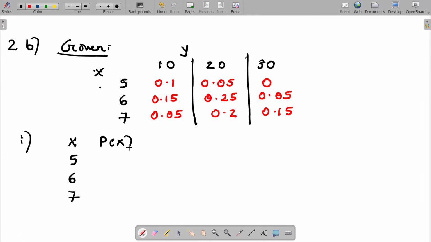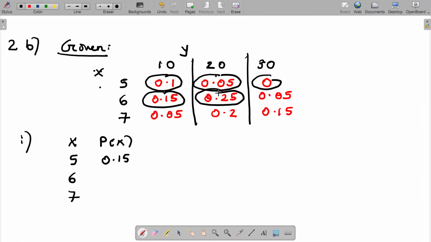How do I find P of x? What's the probability of x taking the value 5? 0.1 plus 0.05 plus 0, which comes out as 0.15. What is the probability of x taking the value 6? 0.15 plus 0.25 plus 0.05. This comes out as 0.45. What's the probability of x taking the value 7? 0.05 plus 0.2 plus 0.15. So this comes out as 0.4.